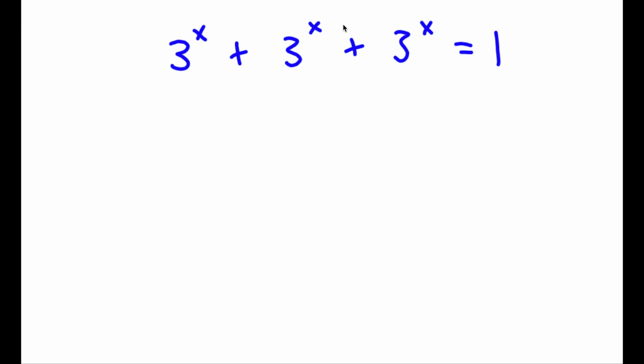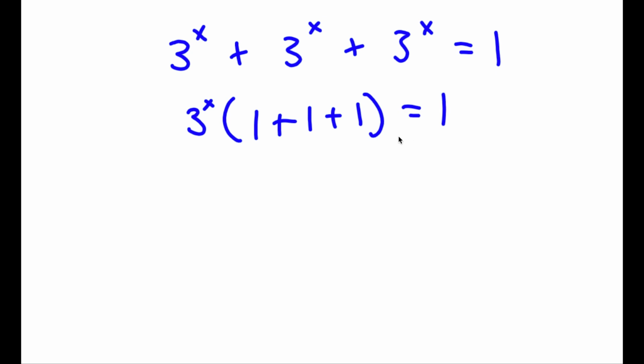3 to the power of x plus 3 to the power of x plus 3 to the power of x is equal to 1. Now the first thing I'm going to do is factor out 3 to the power of x from my left-hand side. So now I have 3 to the power of x times, now 3 to the power of x divided by 3 to the power of x is 1, so I have 3 to the power of x times (1 plus 1 plus 1). Now this is equal to 1. Now 1 plus 1 plus 1 is going to be 3. So now I have 3 to the power of x times 3 is equal to 1.